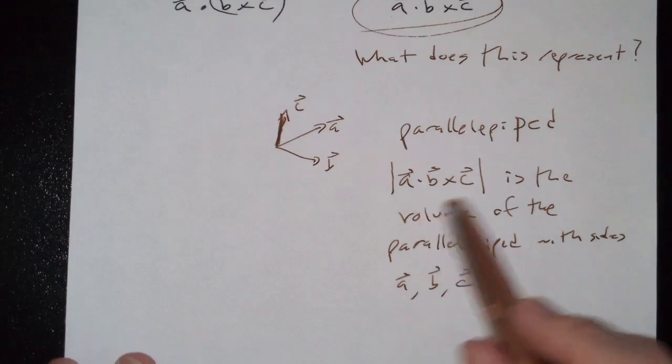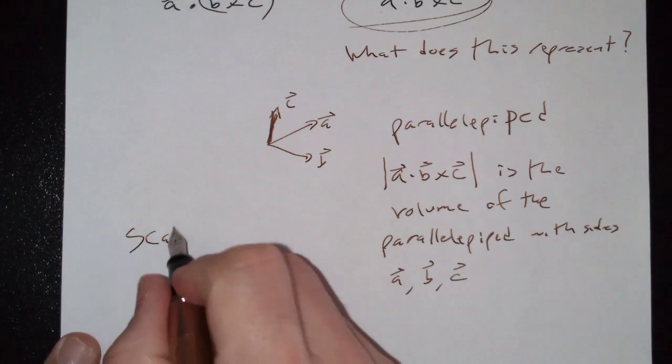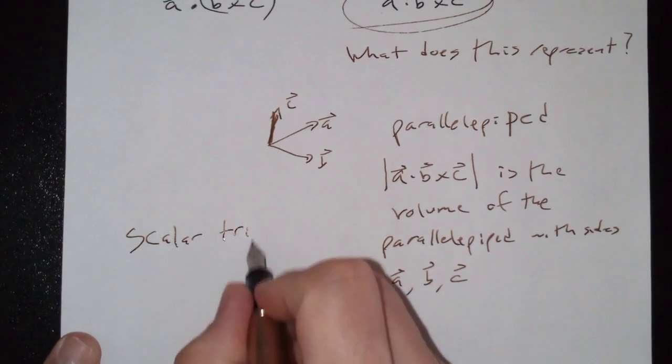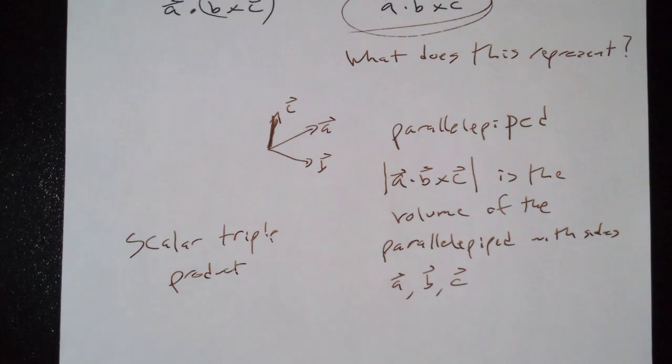Because of this, returning a number, this is called a scalar triple product. In addition, I don't have to do it as separate steps. I don't have to do the cross product first and then do the dot product. I can do it all in one single calculation.